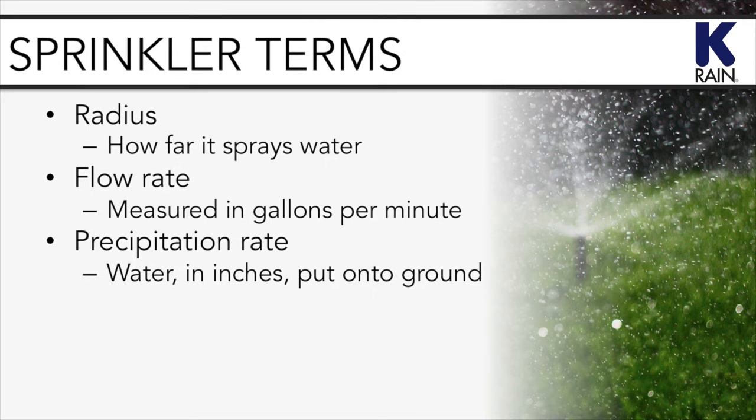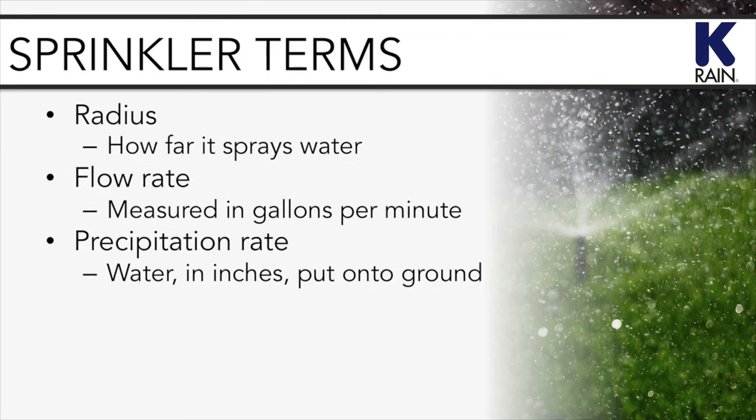You'll use this information to calculate run times for the controller. All of the sprinklers on a particular zone must have the same precipitation rate to water evenly. On a typical performance chart, the precipitation rate is given both for square spacing and triangle spacing. This refers to the way that the sprinklers are laid out.